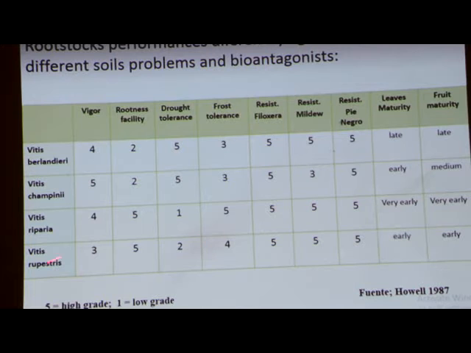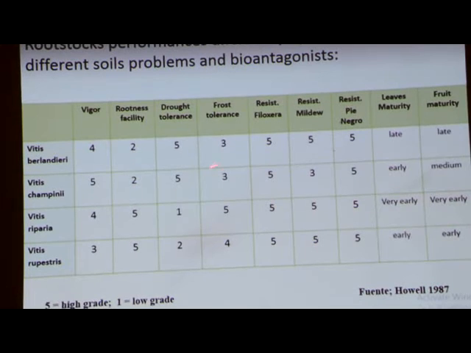Another thing is that all the species will have a different annual cycle of growing during the season, shorter or longer. So these two will mature the leaves and canes and shoots in the autumn very early, and this one and Berlandieri, for example, will mature their leaves very late in the season. So the frost tolerance is different because these two will be better prepared for the frost in autumn than the other ones.